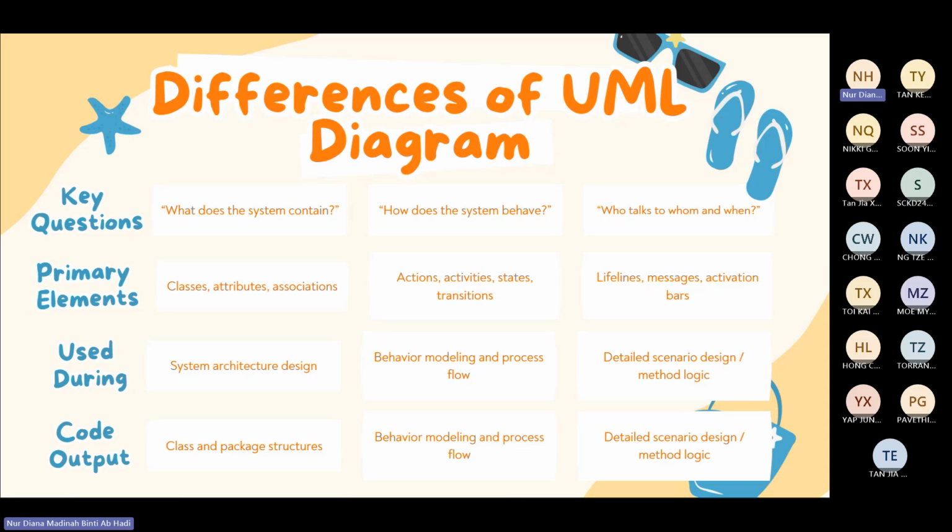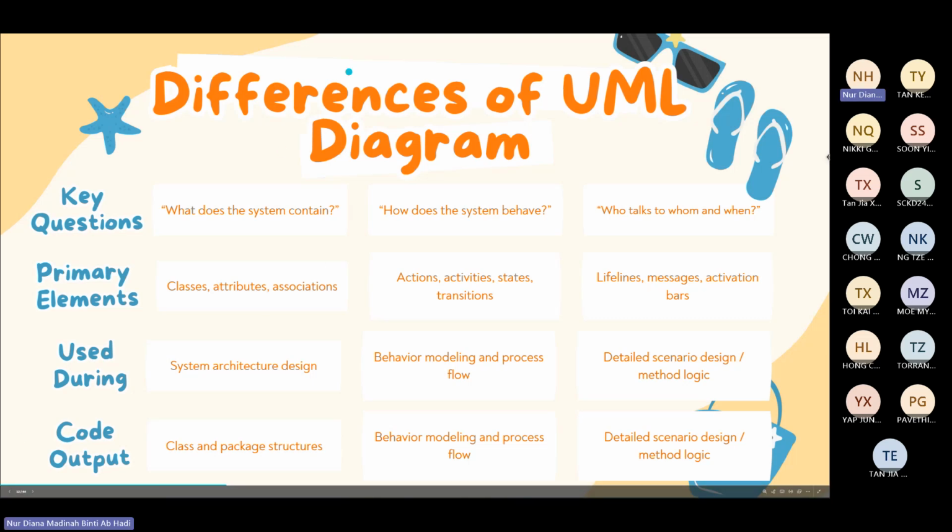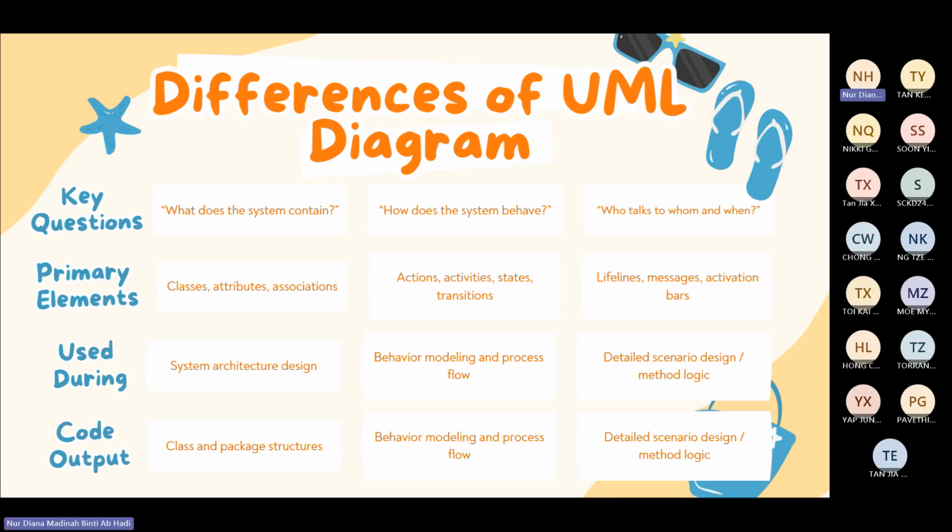Okay, when we talk about structural, you're going to have your class and package structure. That's why you have your class diagram. When we talk about behavioral diagram, you need to model the behavior and the process flow. That's why you have your activity diagram, right? And then you have your interaction diagram, which is the detailed scenario design or method logic. So when we have much more detailed thingy, what do we have? We have our sequence diagram.